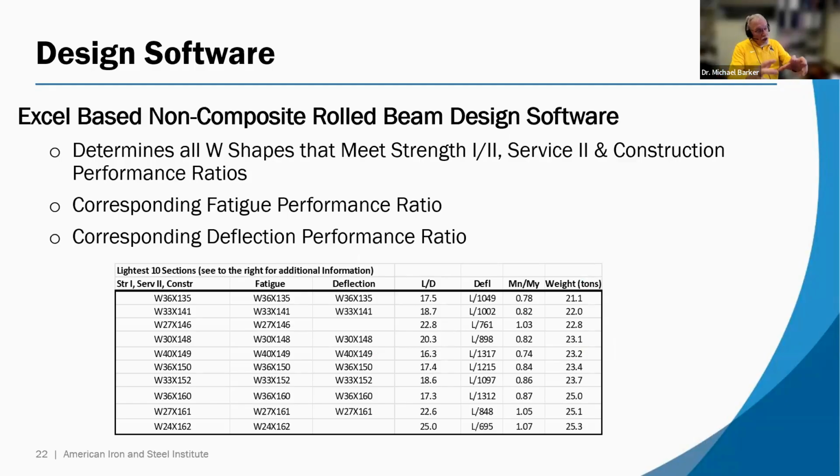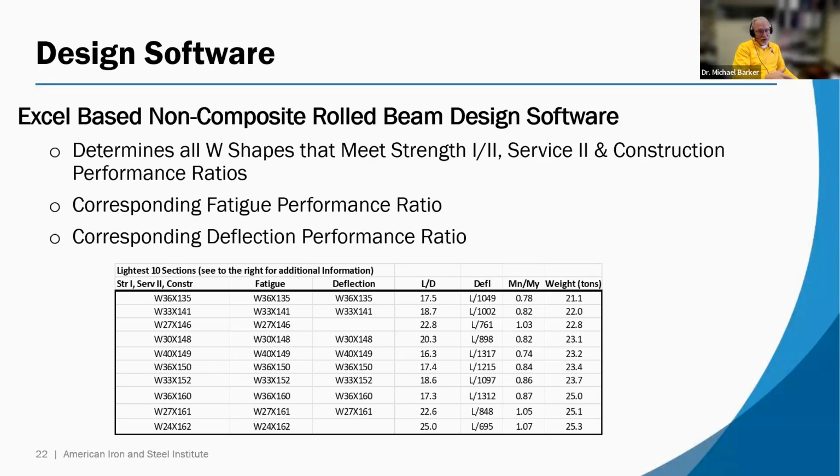So it's going to take all the information you give it as what this bridge is, the spacing, the lateral distribution factors, all that kind of stuff. And it's going to look at every W shape that is made and remember which ones meet the strength 1 and 2, service 2, and construction performance ratios. And then it's going to check the corresponding fatigue and the corresponding deflection.